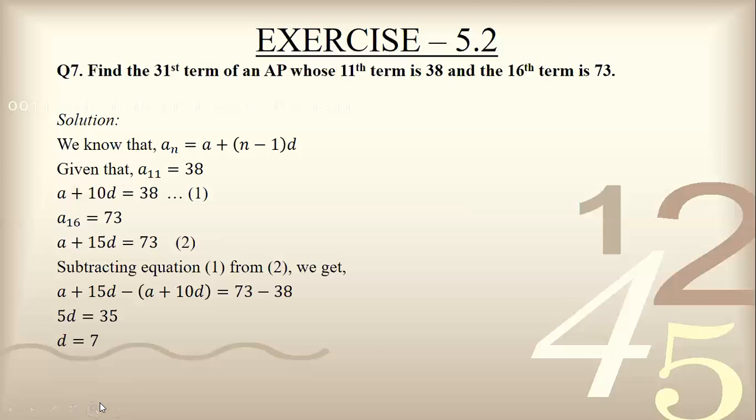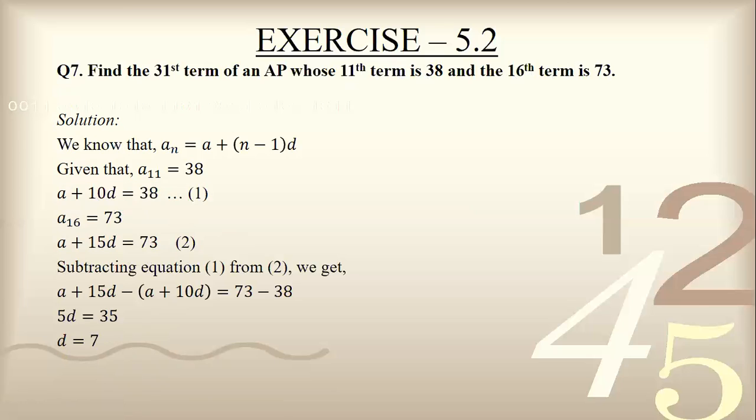Moving on to the next one. Find the 31st term of an AP whose 11th term is 38 and 16th term is 73. We know that an is a plus n minus 1 into d, and a11 is given to be 38. So a plus 10d is 38, a16 is 73, so a plus 15d is 73. Let us solve these two. So subtracting, we will get 5d equal to 35 or d is equal to 7.